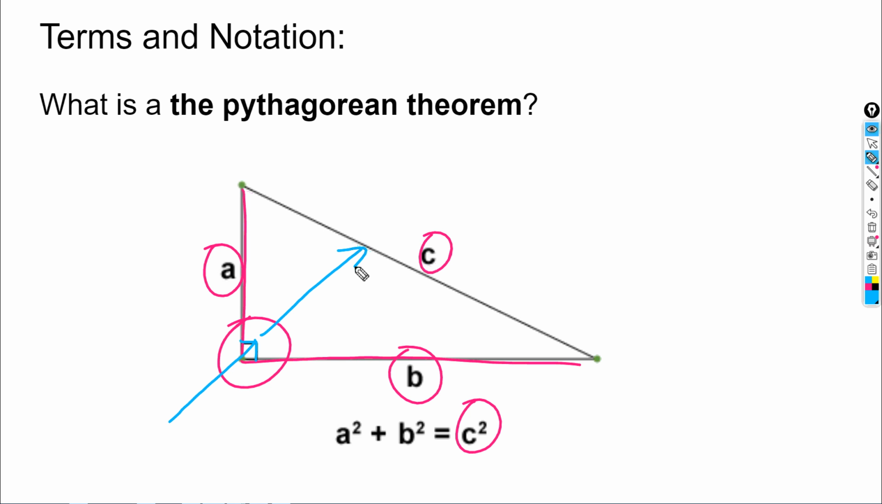And when can we use this? We can only use this if we have a right triangle. So if you have some other sort of triangle that does not have a right angle, then the Pythagorean theorem would not be appropriate for solving missing sides.